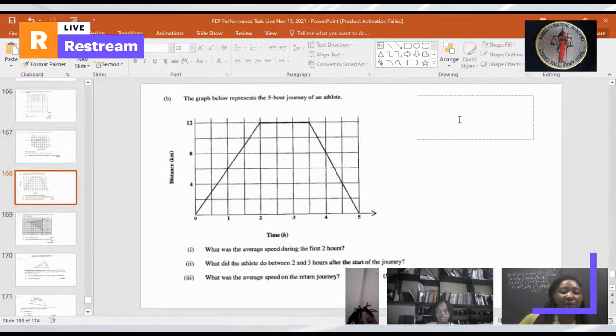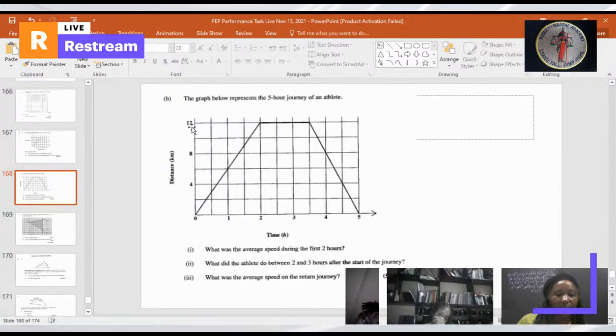So the graph below represents the 5-hour journey of an athlete. So it's from 0 to 5. That's 5 hours on the x-axis. And the y-axis shows the distance traveled. So that's from 0 to 12. The distance is in kilometers. So 0 to 12.